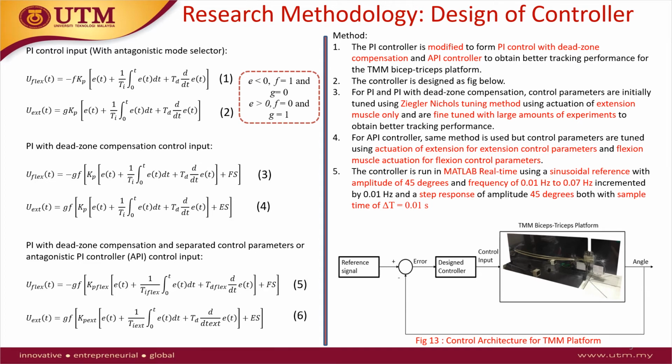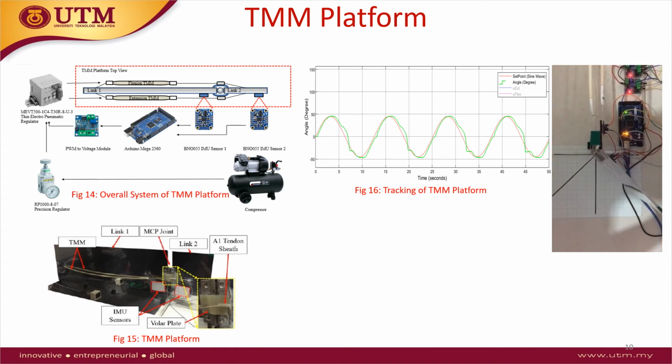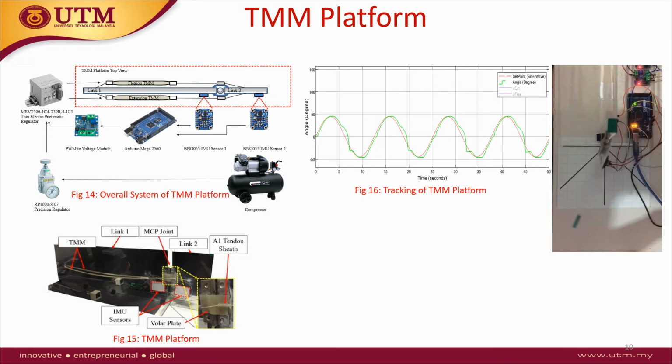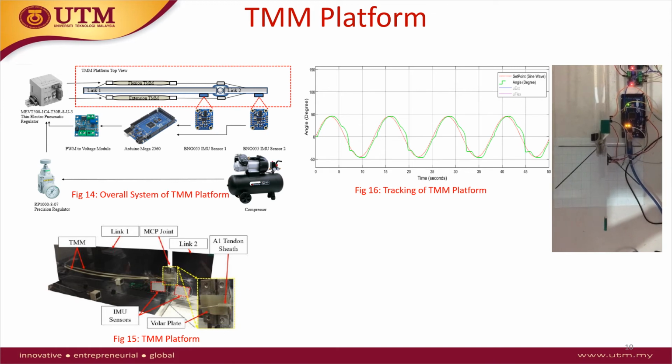The experiment is conducted by inserting a sinusoidal reference with amplitude of 45 degrees and frequency from 0.01 Hz to 0.07 Hz, incremented by 0.01 Hz, and a step response of amplitude 45 degrees. This is done using MATLAB with a sample time of 0.01 sec. So this is the thin McKibben muscle platform, and it is able to produce flexion and extension motion with the help of flexion and extension muscle in antagonistic configuration.